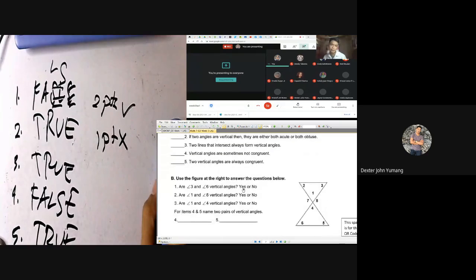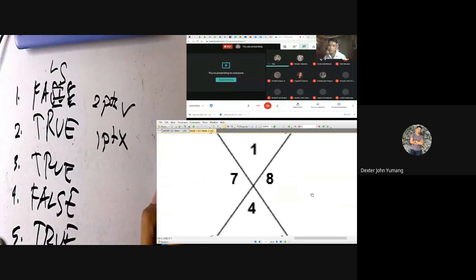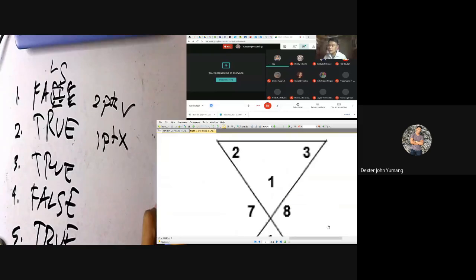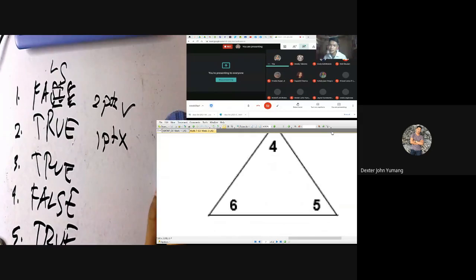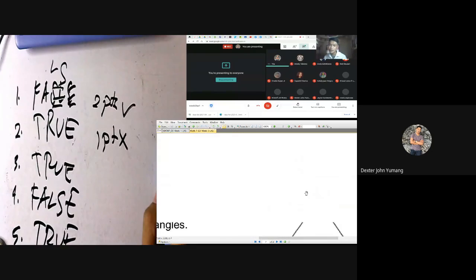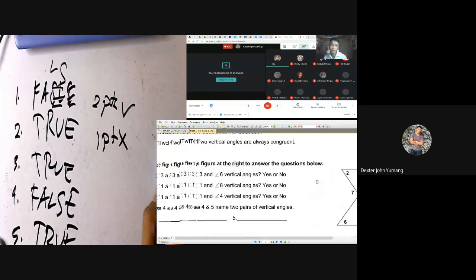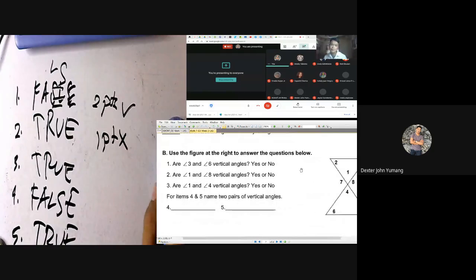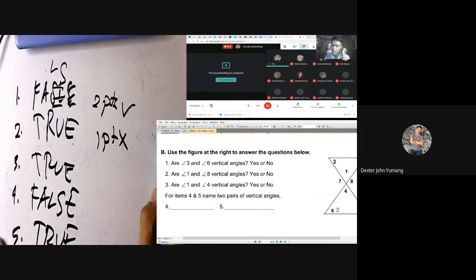Next, letter B. For letter B, use the figure on the right. You can see this is the figure. We have the first triangle with angles 1, 2, and 3. The second triangle is 4, 5, 6. Tapos yung 7 at saka si 8 are vertical. Si 1 and 4 are vertical. Okay? Now, tanong. Are angle 3 and angle 6 vertical angles?